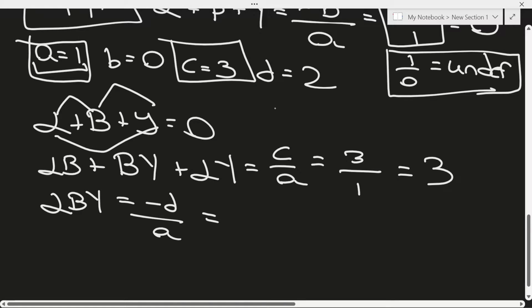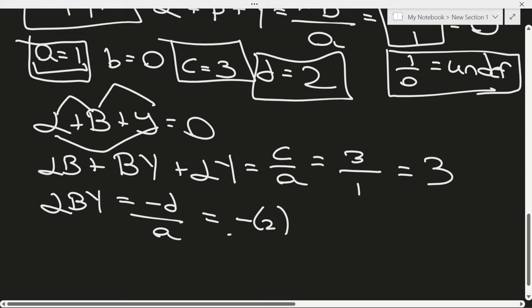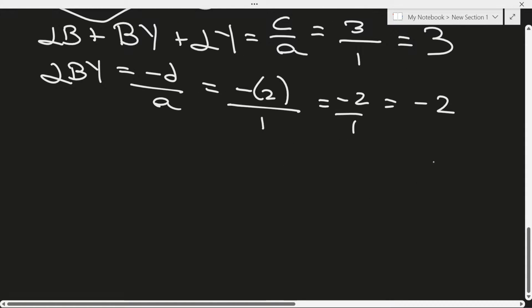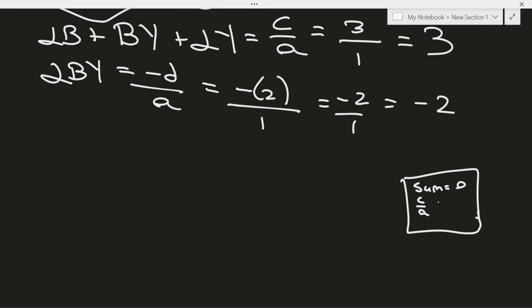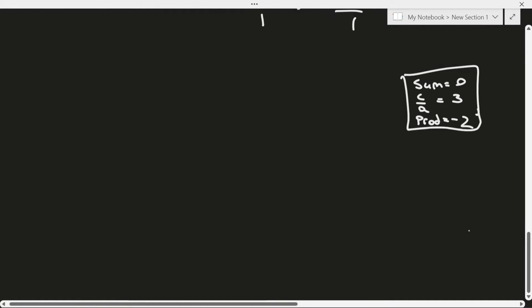Now minus d, we know that d has a value of 2, right? So d has a value of 2, we'll have minus 2 over, and we know a has a value of 1. So that will give us minus 2 over 1, which is equal to minus 2. So I'll just jot down right here the sum of the roots, c over a equals 3 and the product minus 2, because we'll need this, right?